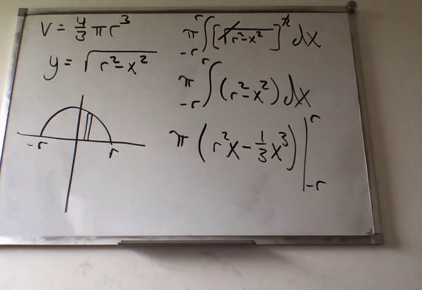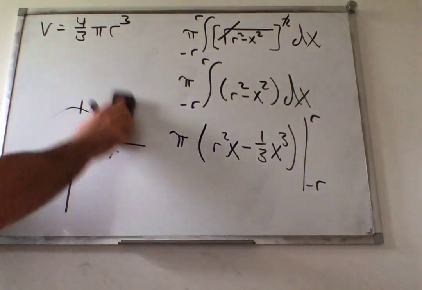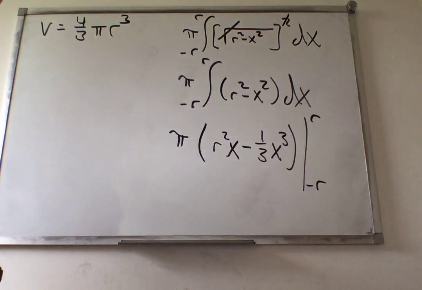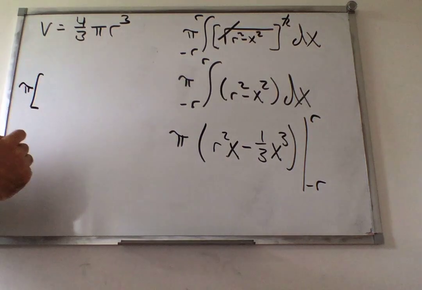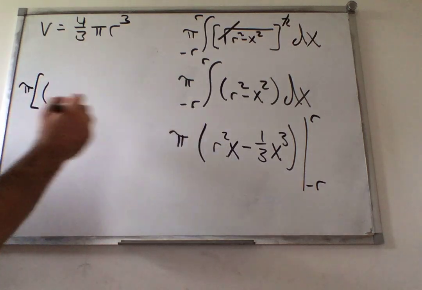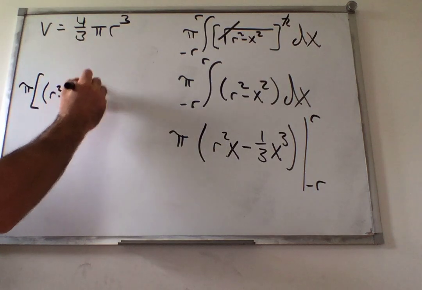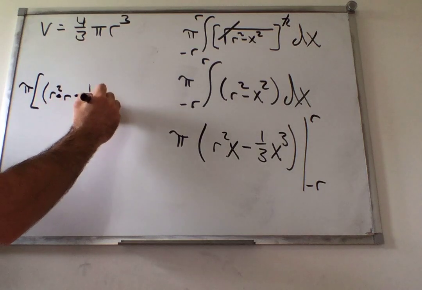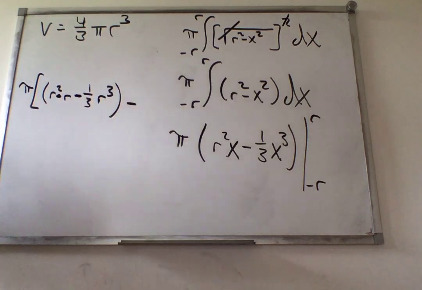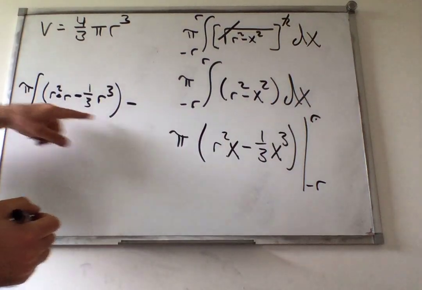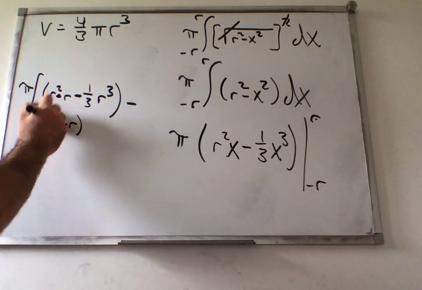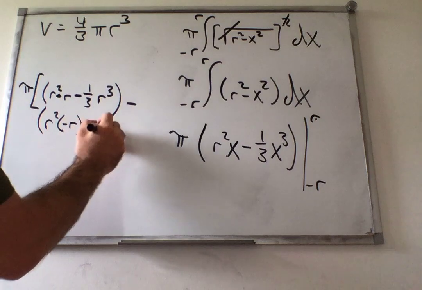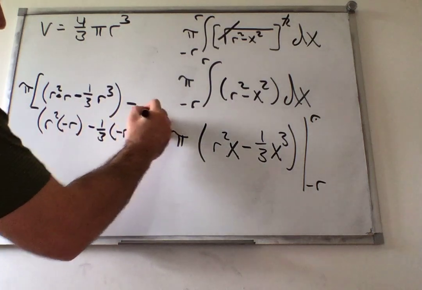So I don't need anything on the board right now except for this. I'm going to erase these. Let's go ahead and evaluate it. Let's plug in r. Let's plug in negative r. So I've got pi times, I'm going to plug in r squared times r minus 1/3 r cubed, minus, so this is from plugging in the upper limit. Now I'm going to plug in the lower limit. r squared times negative r. Oh, that has another parenthesis. Minus this entire thing. Minus 1/3 negative r cubed.